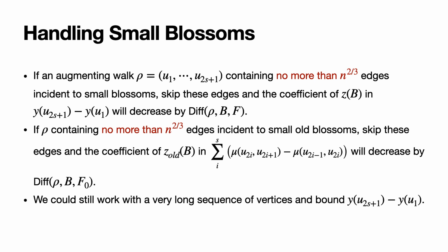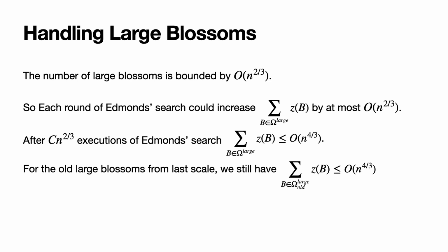Consider an augmenting walk that contains no more than n^{2/3} edges incident to small blossoms. We can skip edges, and the coefficient of z_B in the difference of the y value will decrease by diff_rho^{B,F}. Similarly, if an augmenting walk contains no more than n^{2/3} edges incident to small old blossoms, the coefficient of z_{old B} in the difference of mu will decrease by diff_rho^{B,F0}. So we could still work with a very long sequence of non-skip vertices, bounded by y(u_{2s+1}) minus y(u_1).